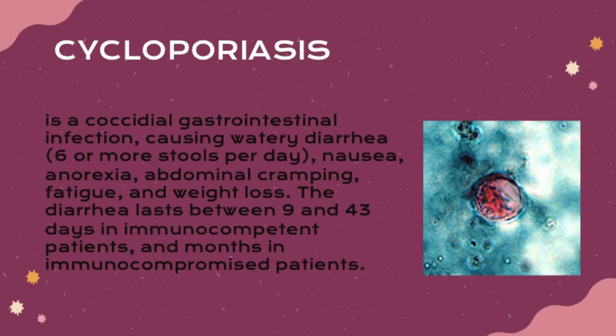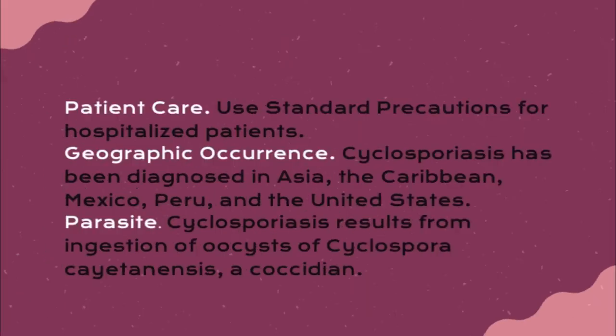The diarrhea tends to last between 9 and 43 days in immunocompetent patients, those with a strong immune system, and months in immunocompromised patients, those with a weak immune system. Patient care: also use standard precautions for hospitalized patients. Geographic occurrence: cyclosporiasis has been diagnosed in Asia, the Caribbean, Mexico, Peru, and the United States. It results from ingestion of oocysts of Cyclospora cayetanensis, a coccidian.